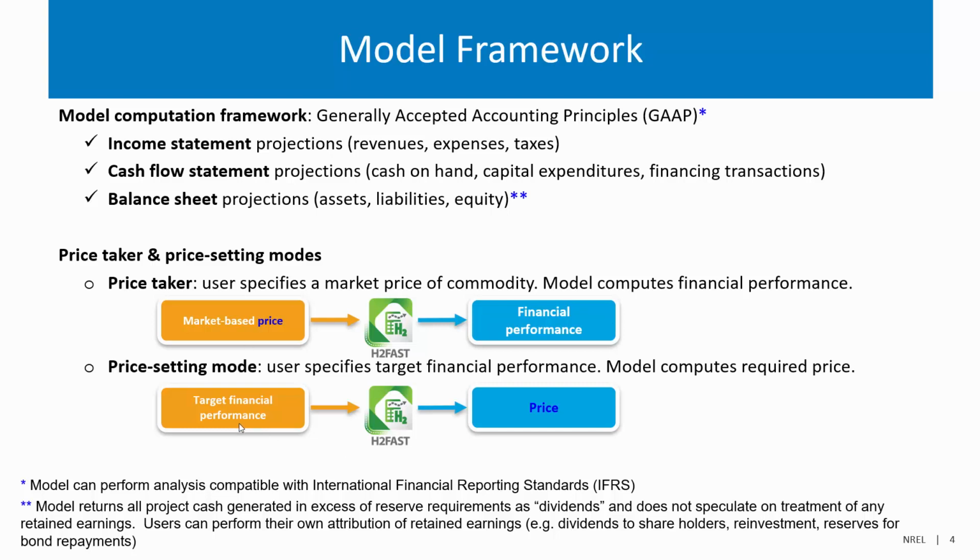The other mode of operation is that the project can set its own price in order to meet the financial performance that is specified in terms of return on equity. So, for example, if you want 10% return on after-tax equity, you can tell the model, tell me what the price should be in order to achieve that financial performance. So in that perspective, we have a price setting version of the model where you provide your financial performance targets, and the model returns the price that you should charge in order to pay for all your operating expenses as well as all your financing expenses.